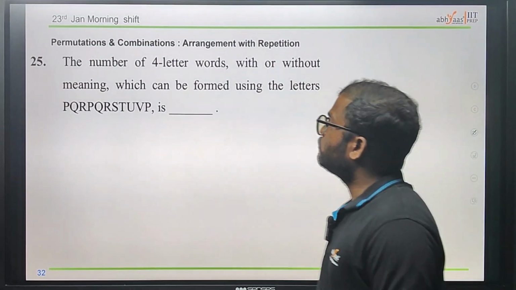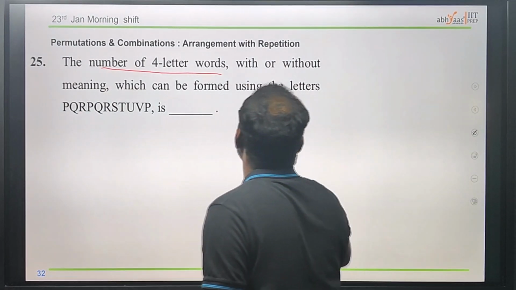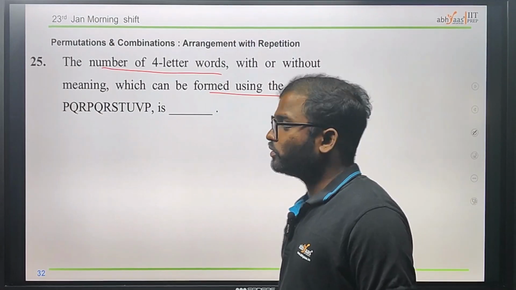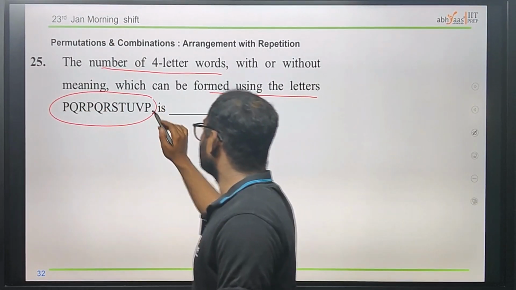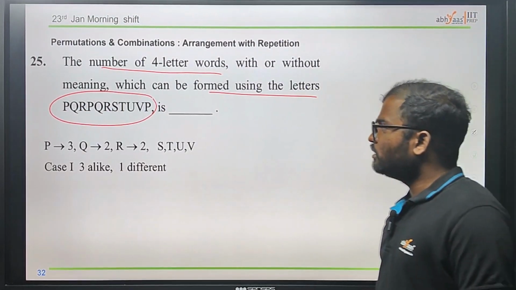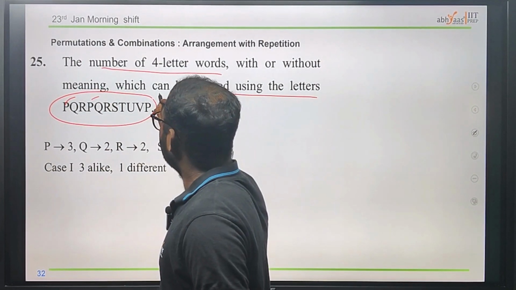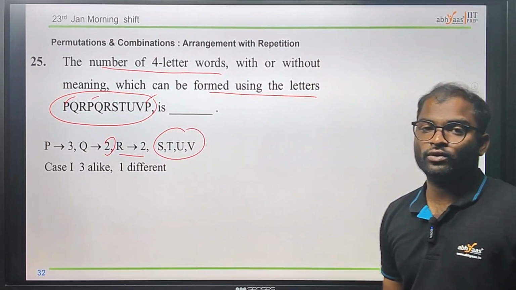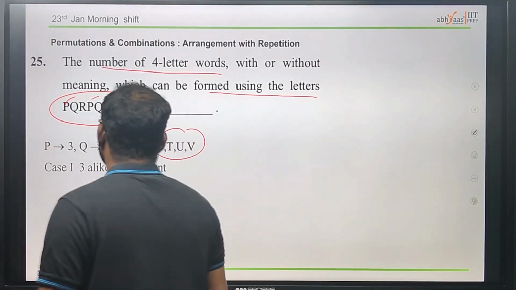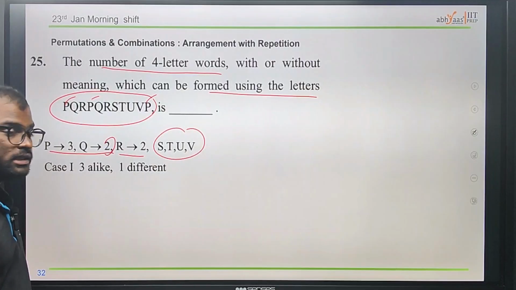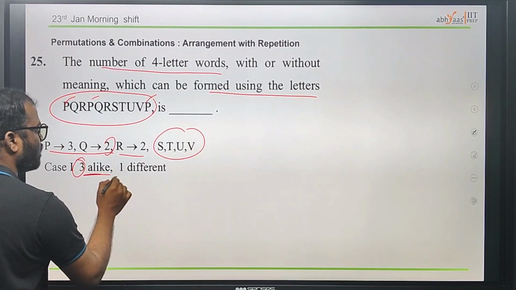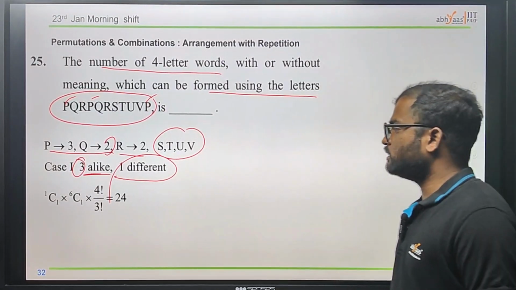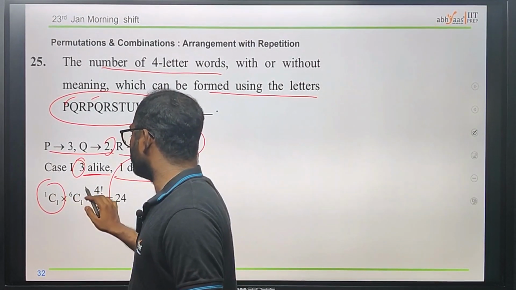Next thing, on the basis of permutations: the number of 4-letter words, without meaning, which can be formed using these letters. Now see here, for P we have 3, and Q as well 2, and R as 2, and S, U, V as 4 distinct ones. These are repeated. Now we take case 1: 3 alike and 1 different.